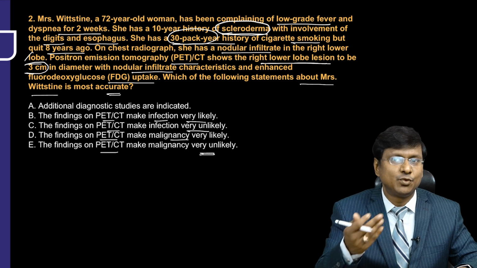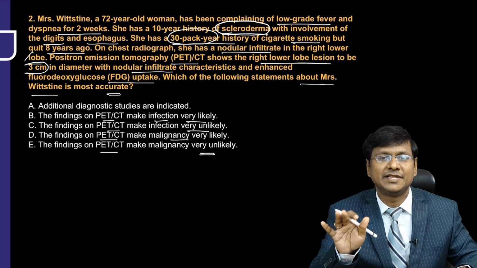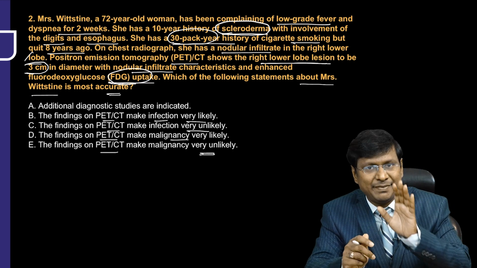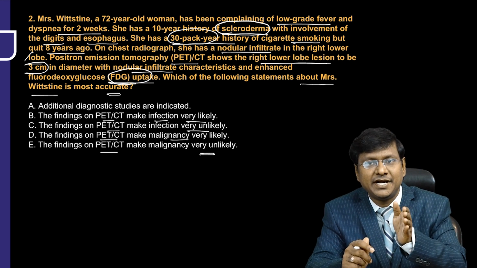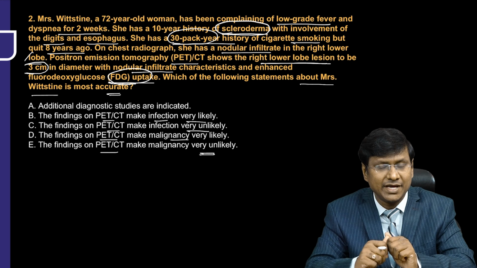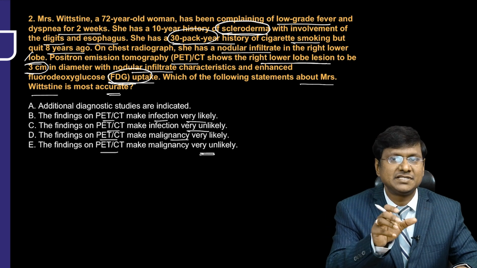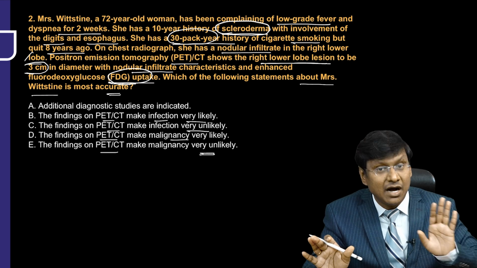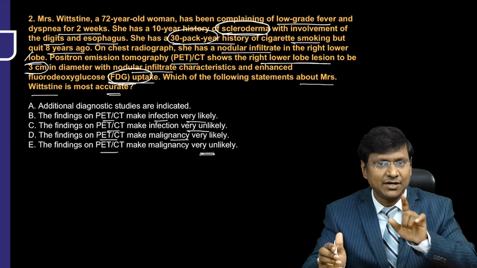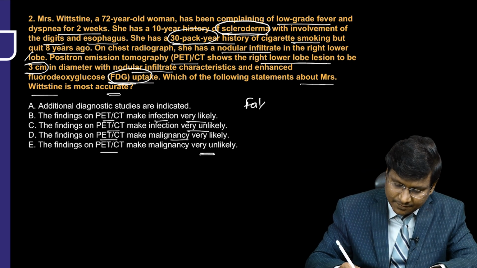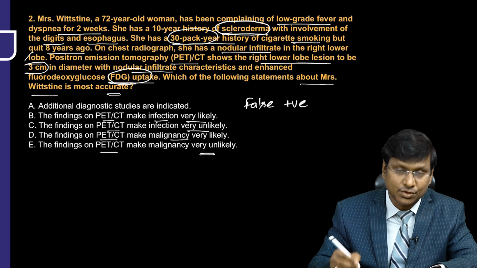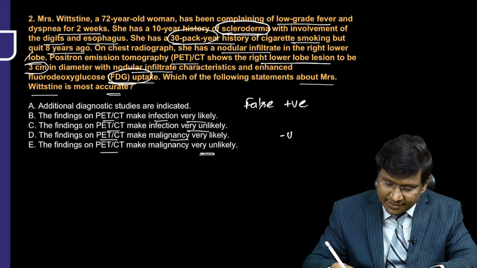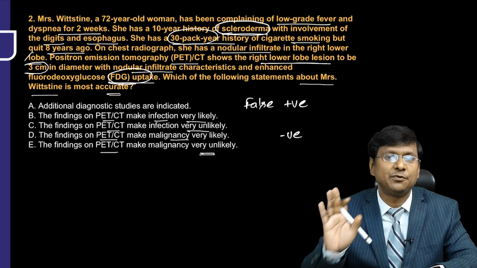And given the history of smoking, the individual is also at risk of primary lung malignancy, right? And if you take the FDG PET scan, this will often differentiate benign from malignant lesions. So this has the capability of differentiating whether it is a benign lesion or a malignant lesion of 1 centimeter in diameter. However, with the FDG PET scan, there can be false positive results, and there can also be false negative findings.